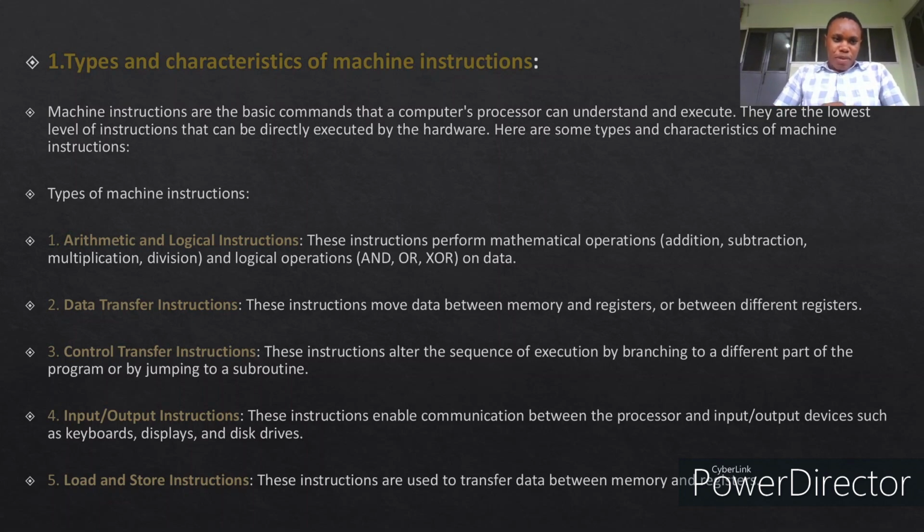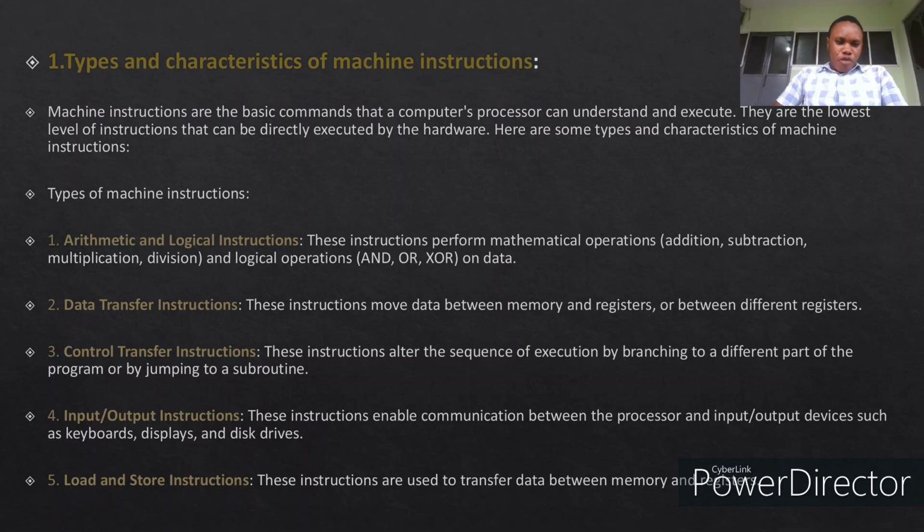First, we need to explain the meaning of machine instructions. Machine instructions are the basic commands that a computer processor can understand. They are the lowest level of instructions that can be directly executed by the hardware.